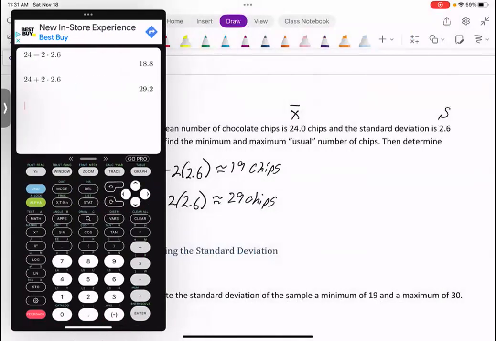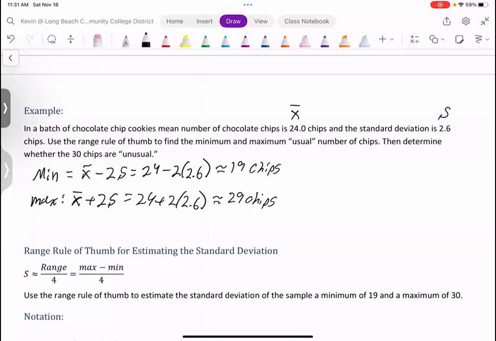So what does this mean? This means that if I have this batch of chocolate chip cookies and I randomly pulled one out and there were 21 chips on it, that would be totally normal. That's between 19 and 29. We're good. I reach in, I grab another chocolate chip cookie from this batch, I count the number of chips, and there are 27 chips on it. We're still good. That's within our usual range.